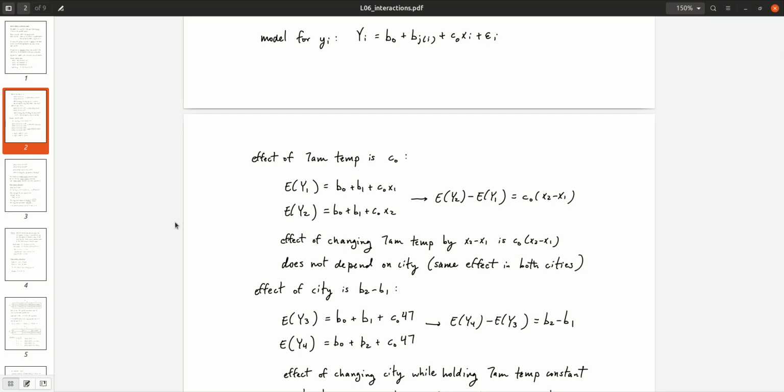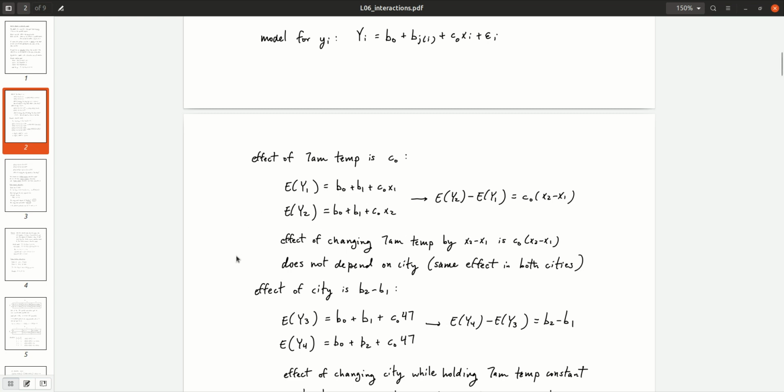Namely, the effect of changing the 7 a.m. temperature did not depend on which city we chose. So we chose city 1, but there's no information about which city appears here. If we had repeated this and instead assumed that we were in city 2, the B2s would still cancel and the effect would be the same. So we get the same effect no matter if we're in city 1 or city 2, which means that the effect of changing 7 a.m. temperature does not depend on the city, and therefore this is an additive model in city and 7 a.m. temperature.